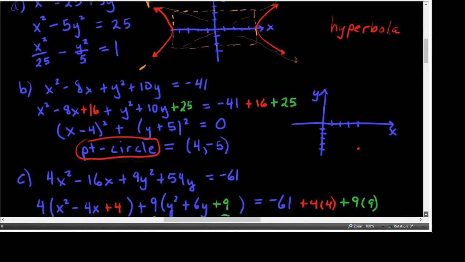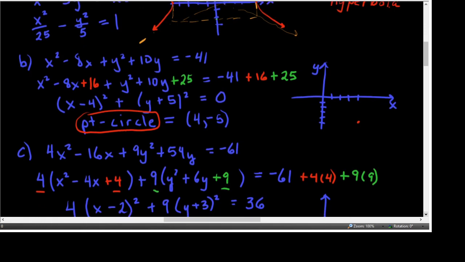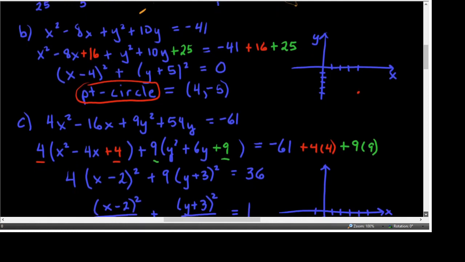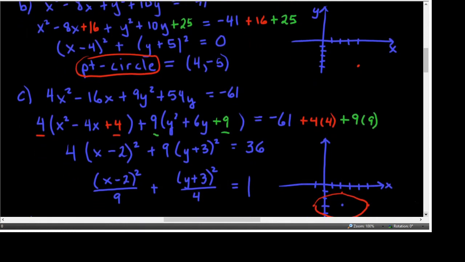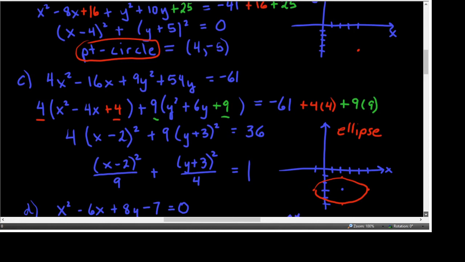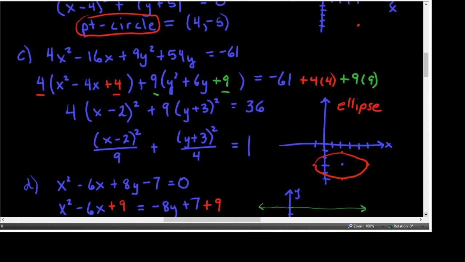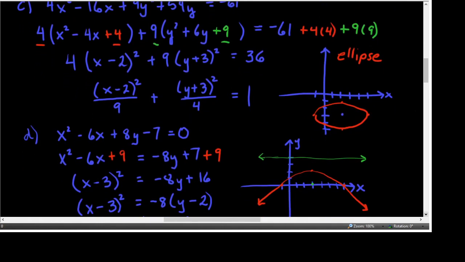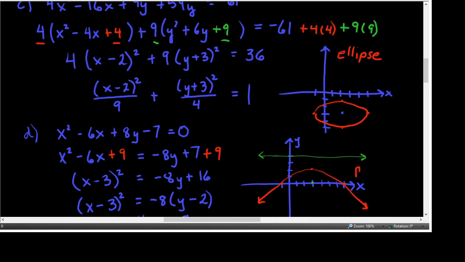The next one, we would identify it as an ellipse. And then this one, of course, is a parabola. So if the directions say to determine the type of conic, you do need to write the name of the type of conic it is. All right.